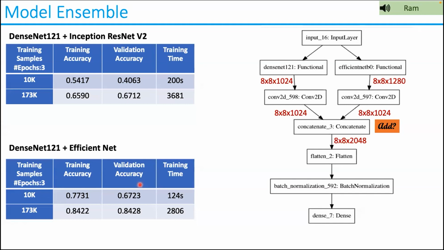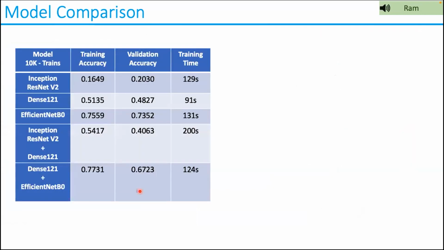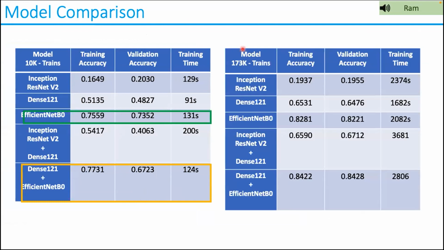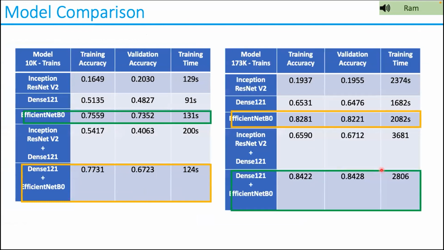Concatenation is working out. In the final model comparison between 10K and 173K training images, the green highlighted ones are the best. Even though there is only a 2% difference, DenseNet plus EfficientNet is good. But like Abhishek was pointing out, EfficientNet with B0 as the parameter runs quite fast and is able to give us an accuracy of almost 0.82. If we want a more timing-sensitive option, we can go with this one, or for 2% more accuracy, we can go with the other model.